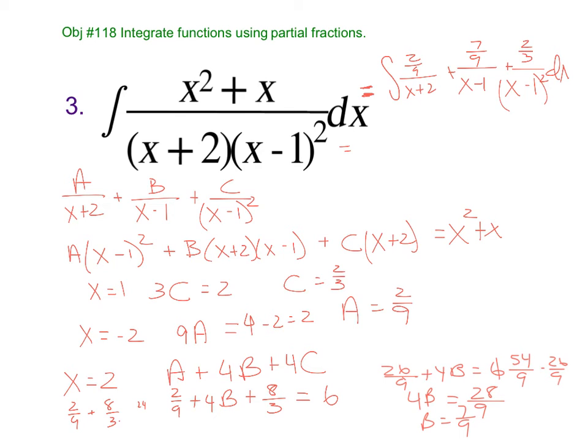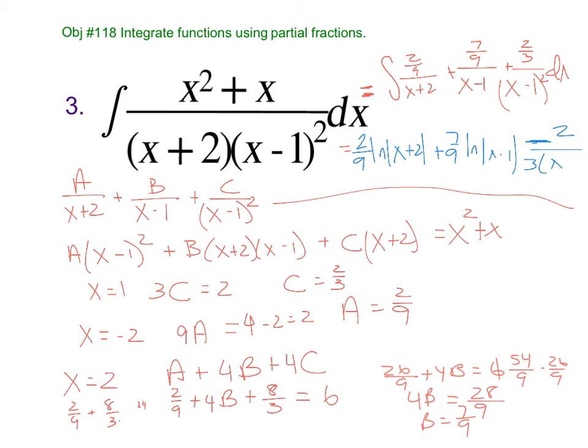So we get, change to blue, 2 over 9 the ln of x plus 2, plus 7 over 9 the ln of x minus 1, minus, whoops, it's a minus, 2 over 3 times x minus 1, plus c. Final answer.